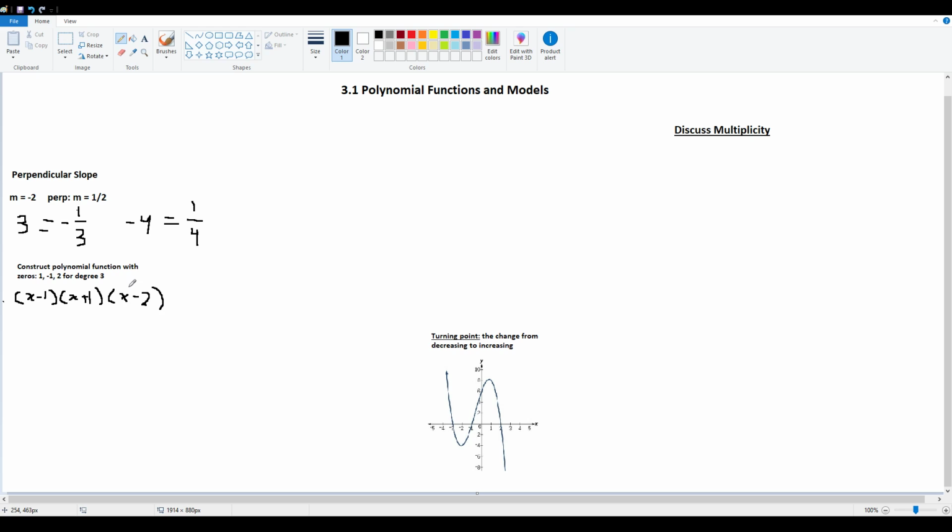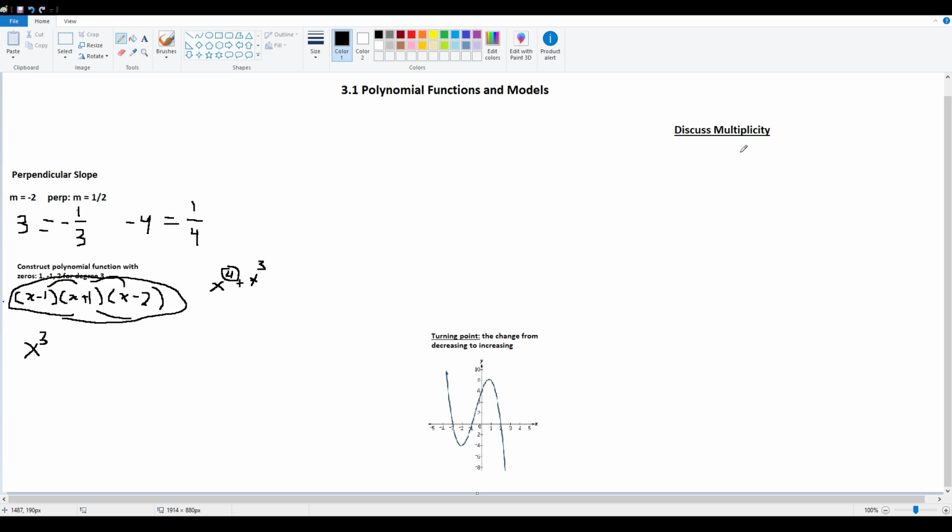Now with the degree of 3. See, degree is the highest exponent in the function, right? So say you have this function right here, x to the 4th power plus x to the 3rd power. X to the 4th power is your largest exponent, so that means your degree is 4. So for this one, once you multiply all of these numbers together, your highest exponent will come out to be x cubed, so the degree of this function is already 3.